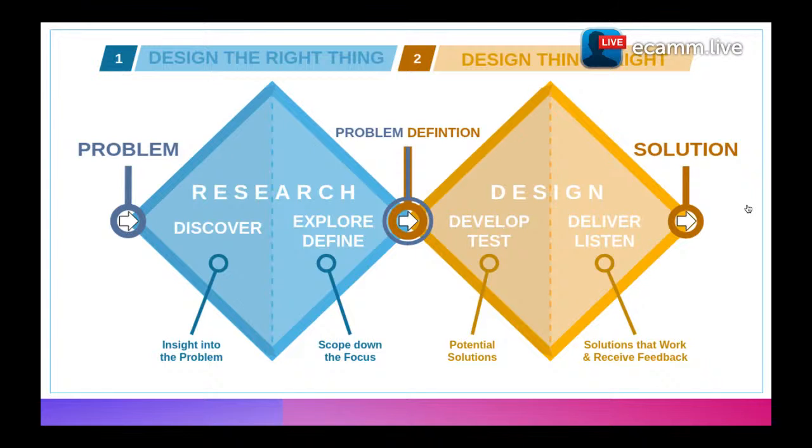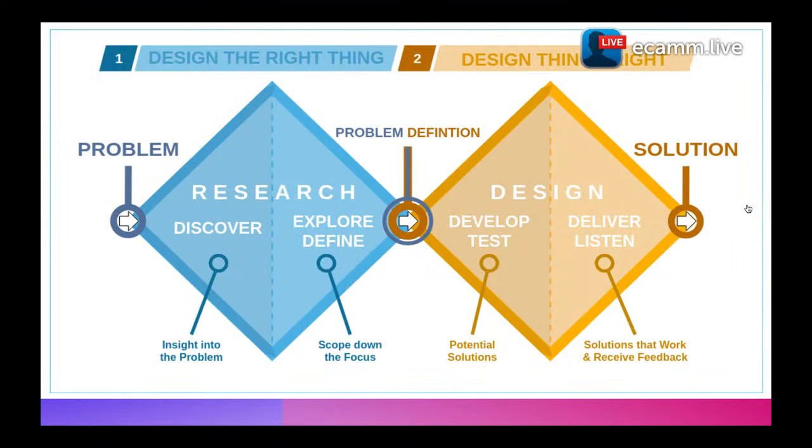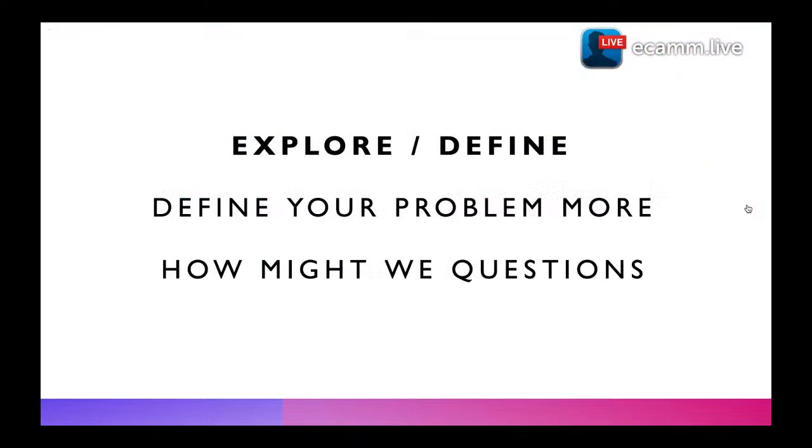And eventually, once you've found insight into the problem, then you can start to explore and to define. You want to scope down on the focus. The aim is to define your problem more, and you ask how might we questions. So how might we create more connections, if that's your main problem that you found from your research phase.